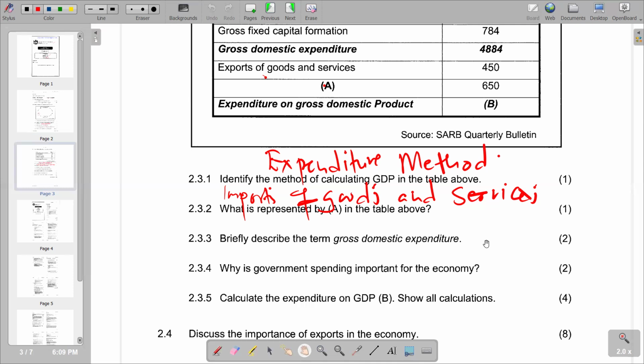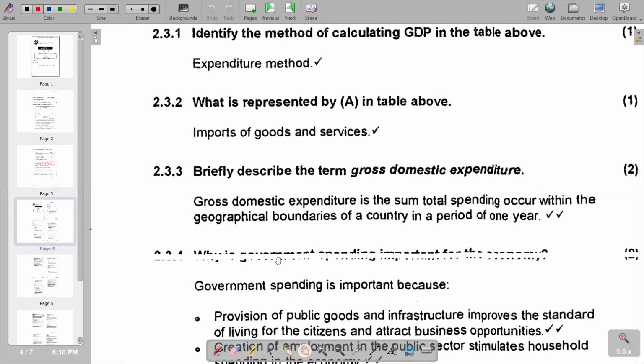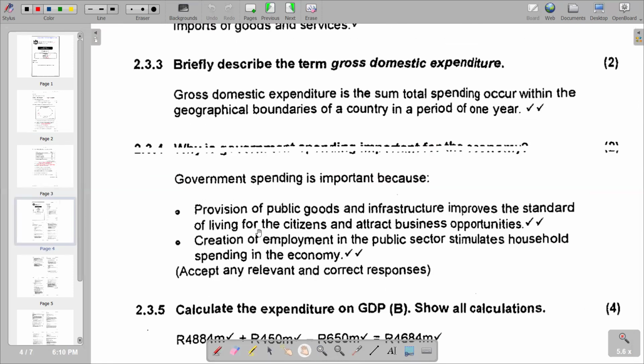Those that are going to be employed are going to earn income, and then it's going to enhance their standards of living. So basically, from that point of view, we can now bring down the reasons why government spending is important to the economy. So we go to our other section, trying to see the explanation that we have. So these are the reasons that we have.